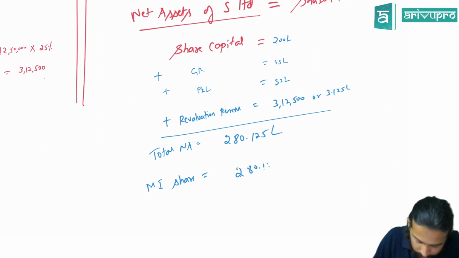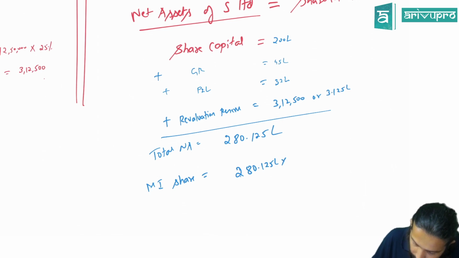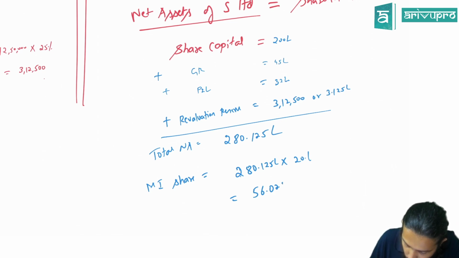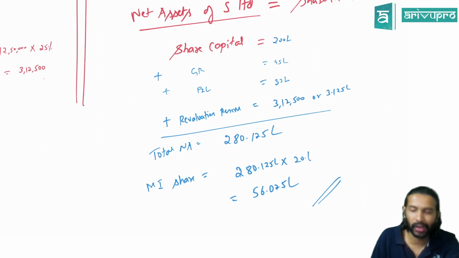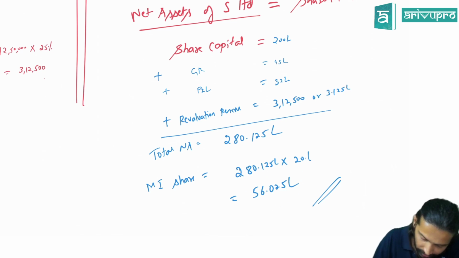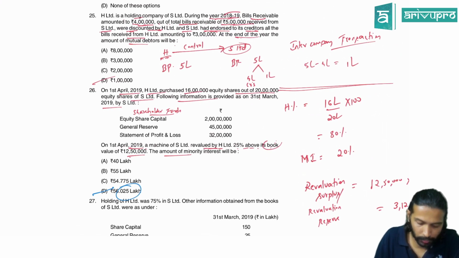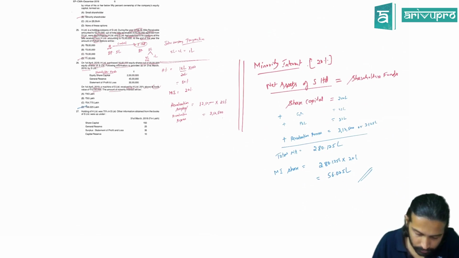Minority's share will be 280.125 lakh into 20%. If you calculate this, how much are you going to get? It will be 56.025 lakhs. This is the minority interest's share that will come in the consolidated balance sheet. So total minority share is 56 lakh something, 56.025 lakhs. So the option is D, Delhi. That is the one. Okay.